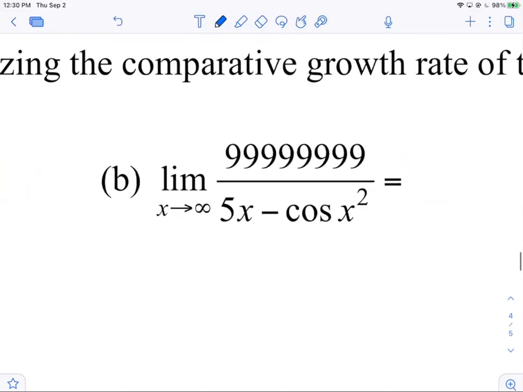What would be the limit as x goes to infinity of, ooh, look at this. Pretty impressive start, right, for the numerator. 9, 9, 9, 9, 9, 9, 9, 9, 9. I'm way up here, yo. Take this, suck up.